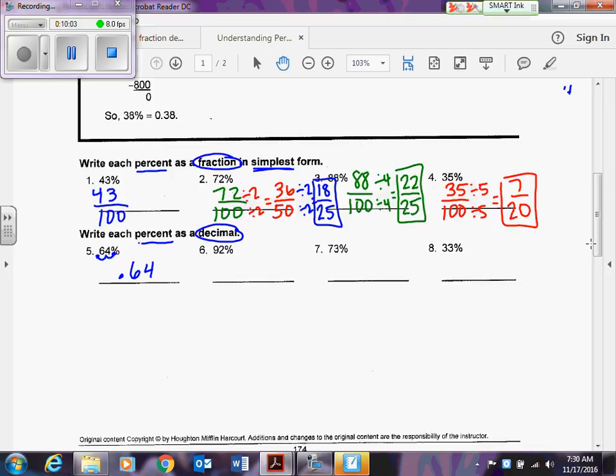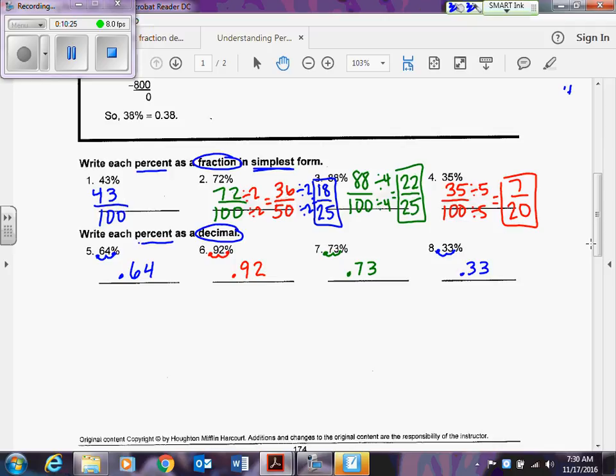All right, number 6. We have 92% becomes 92 hundredths. 73%. Move the decimal back 2 spots. Becomes 73 hundredths. Should be a pattern here. And 33%, move the decimal back 2 spots. You get 33 hundredths. Okay?